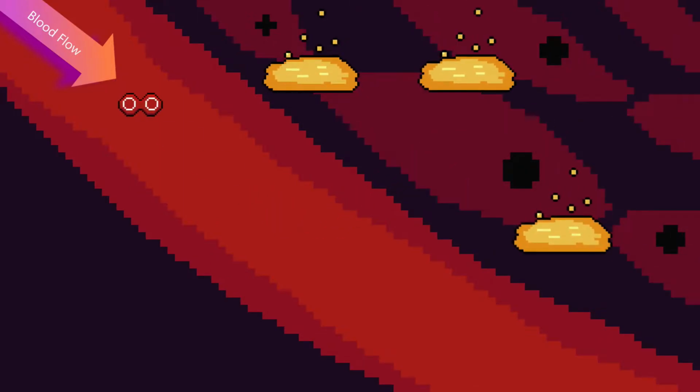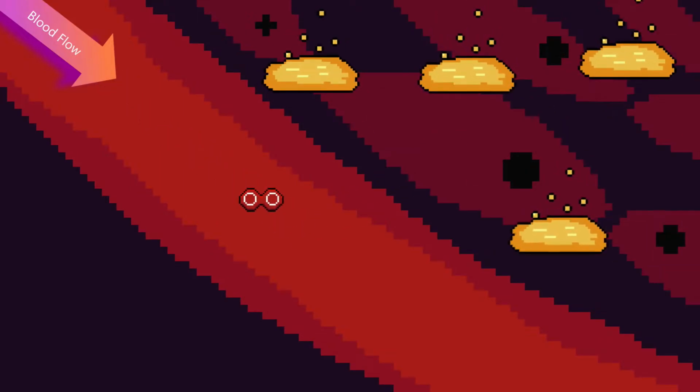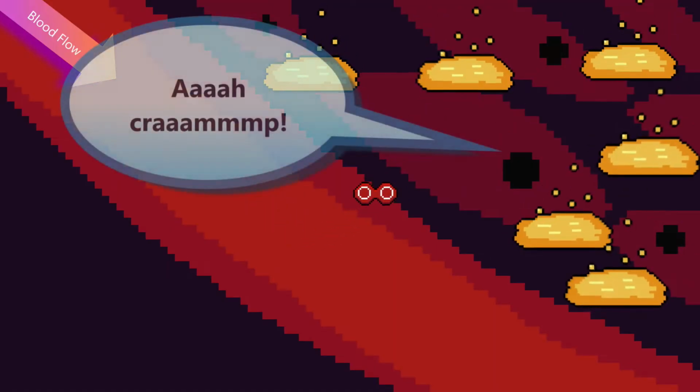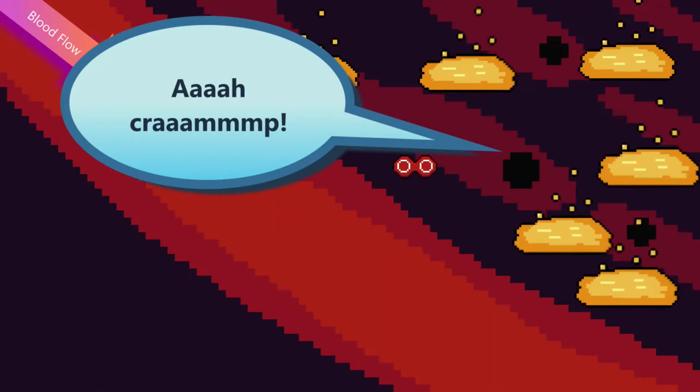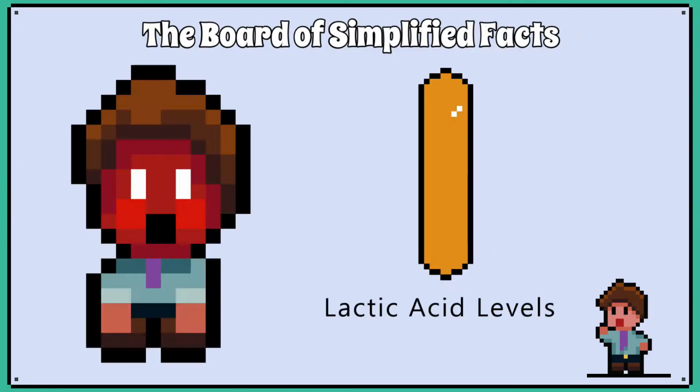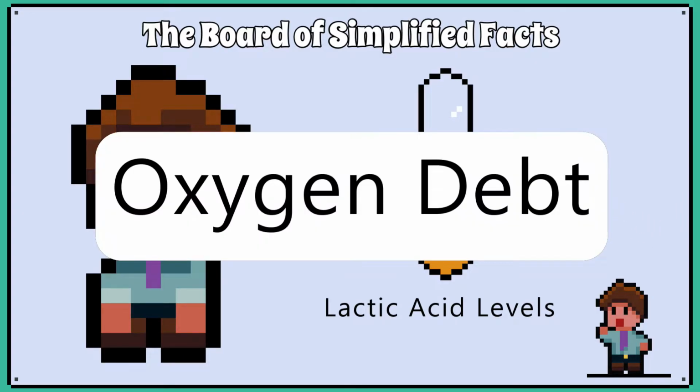The problem is, lactic acid is harmful to the body. It causes muscle cramp and weakness. That means the body has to break it down at some point. The trouble is, you need oxygen to do that. So at some point, your body gives up exercising because the lactic acid buildup is too high. Once you stop exercising, the body still needs to use up extra oxygen to break down the lactic acid. And we call this an oxygen debt.